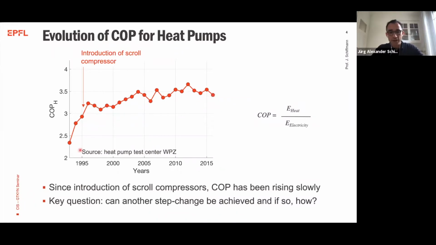Now, this rise in the coefficient of performance, and these are actually all measurements coming from the Swiss Heat Pump Test Center, which is a certification unit where heat pump manufacturers can certify their heat pumps. Well, this trend here shows that in the early 90s, there has been a rise of the coefficient of performance by the introduction of a new type of compressor. Now, the key question, of course, is, can another step change like this one here be achieved? And if so, how can this be achieved?